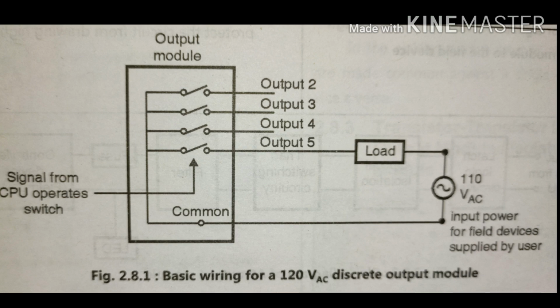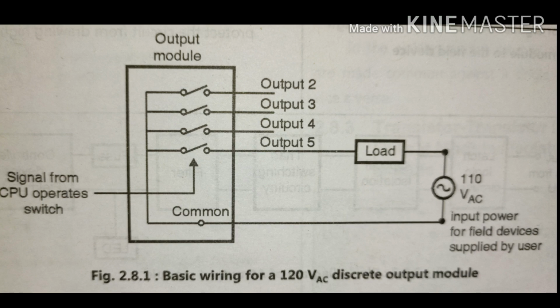The solid state output module has two types. First is the AC output module, which operates on different voltages like 12, 24, 48, 120, 230 volt AC. Second is the DC output module, which operates on voltages: TTL level 5 volt DC, 12, 24, 48, 120, 230 volt DC, 240 volt DC sink type, 240 volt DC source type.